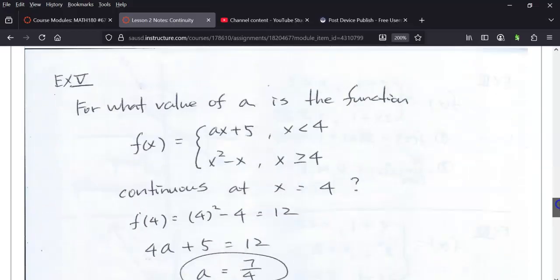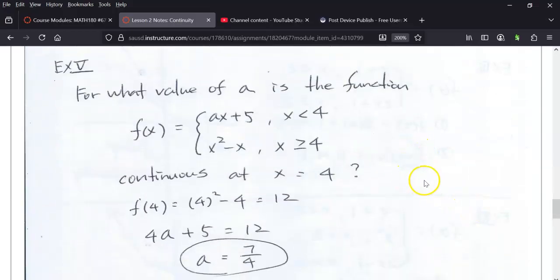Now, the last example is kind of going backwards. We're saying, for what value of a, so we'll try to solve for a here, is the function continuous? You have a piecewise function like before that is continuous at x equal to 4. So if you want this function to be continuous at x equal to 4, then what would this a need to be in order for that to happen?